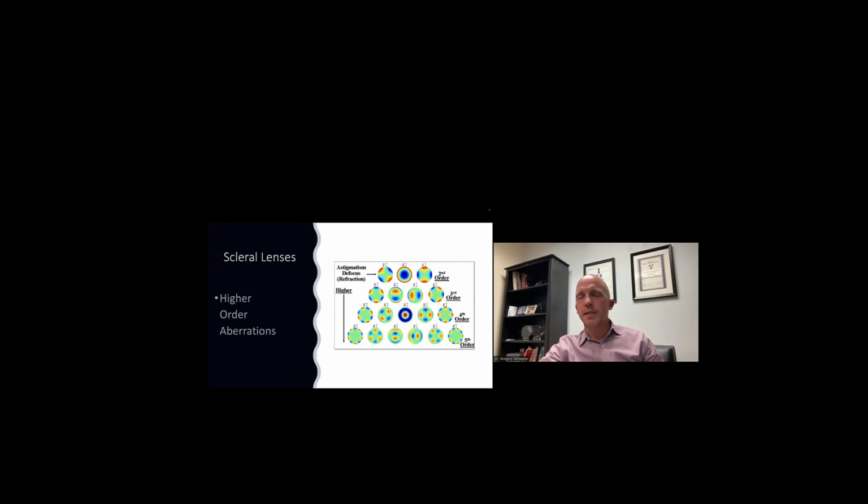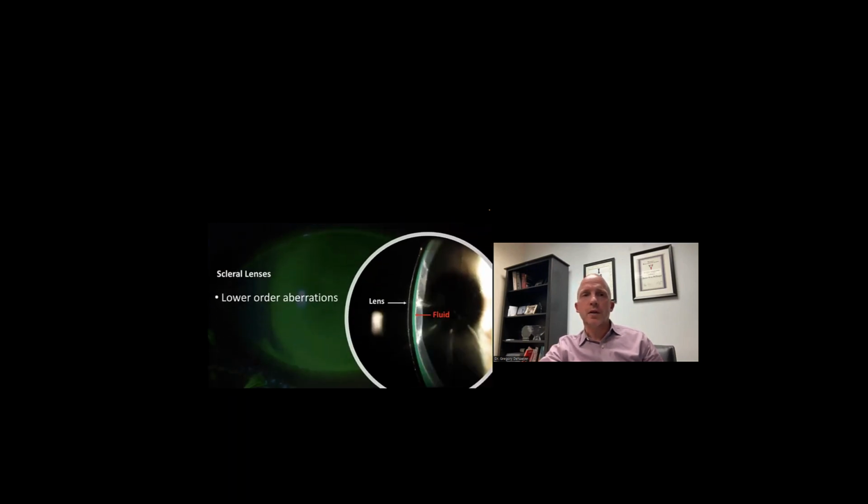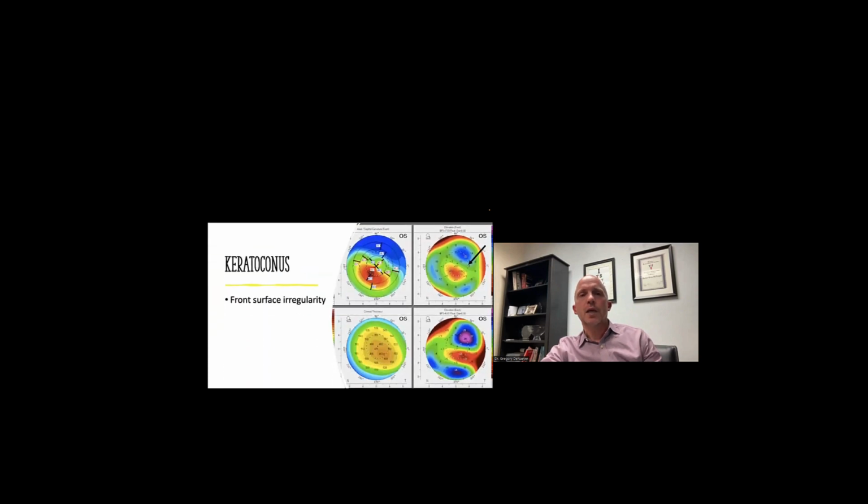Okay, then I want to spend the last little bit of our time talking about aberrations. We know that scleral contact lenses correct lower order aberrations. They also correct, of course, and the reason we mostly fit them for the irregular cornea is to correct higher order aberrations. But unfortunately, especially for the keratoconus patient, we can have residual aberrations that affect the patient's vision.